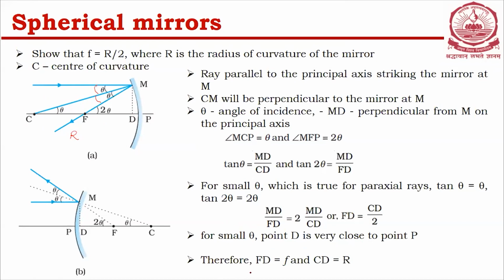Therefore, you can write FD should be equal to F and CD should be equal to R. So this leads to the relation F is equal to R by 2. This is why we call the focal length of a mirror nothing but half of your radius of curvature. Okay, hope it's clear.